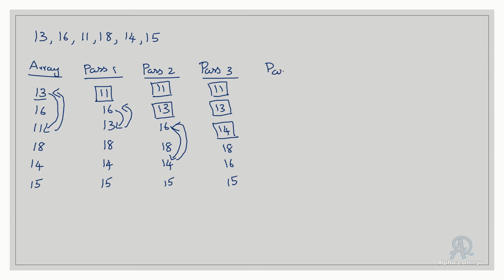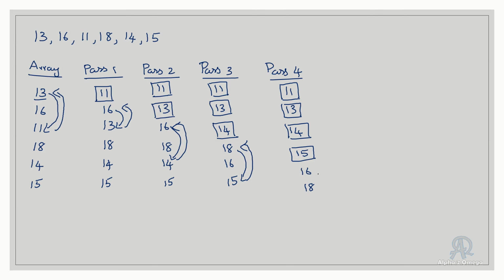Now the next one, pass 4. Now 18 will check. Only 2 elements are there, so with that it will check. The least among them is 15. So these two will be swapped now. So 11, 13, 14, all these are sorted ones. Now 15, then 16 and then 18. So these two are swapped, isn't it?